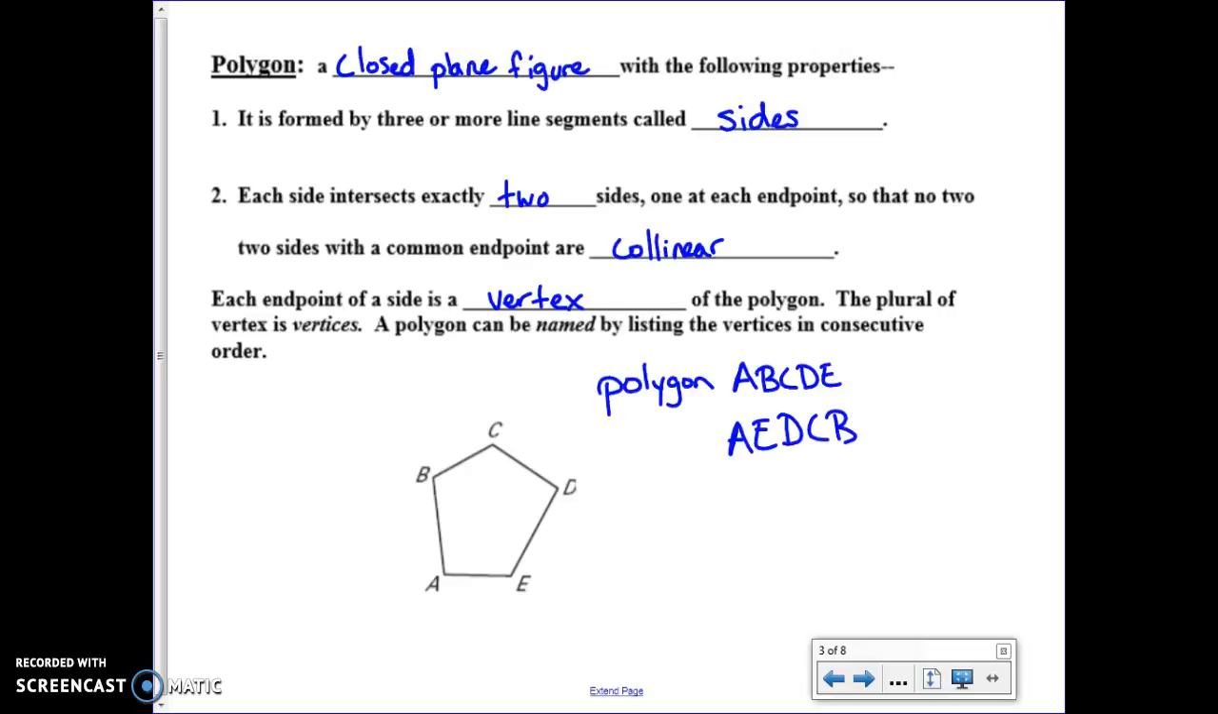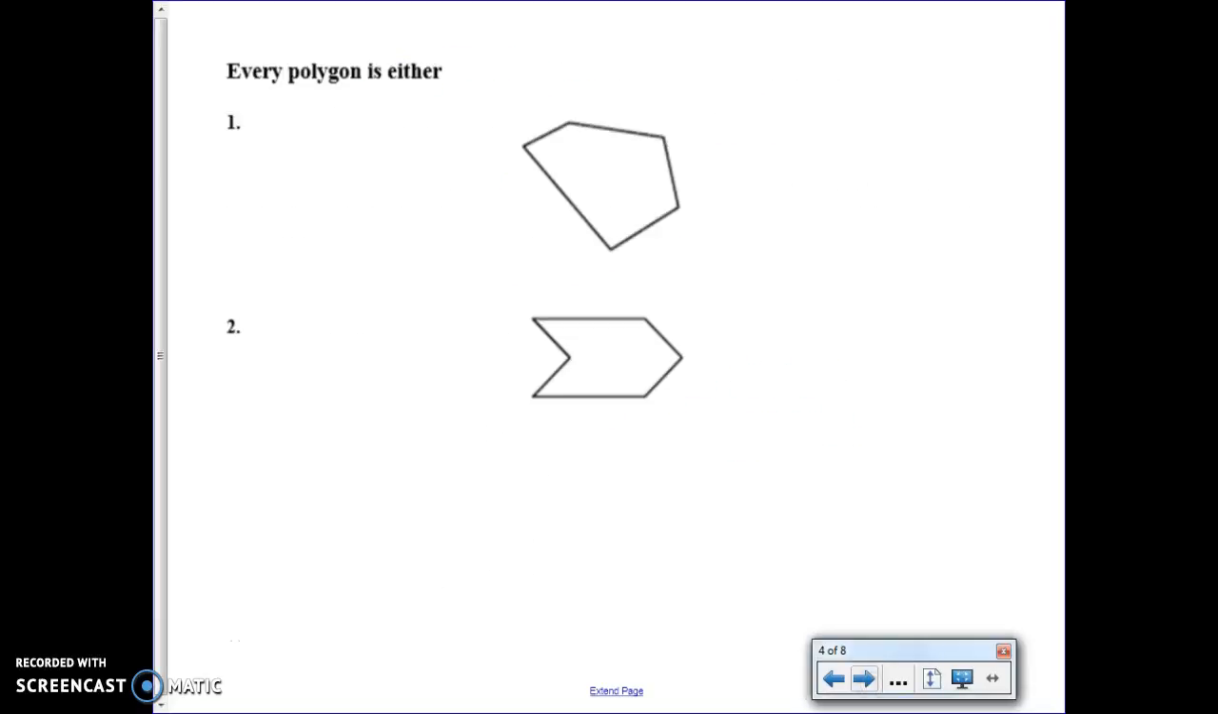So when we talk about classifying polygons, we're looking at different characteristics of polygons. Every polygon is either convex, or concave. Convex looks like the typical polygon that you think of. Nothing is going inwards. Concave, I always think of something as caving in.